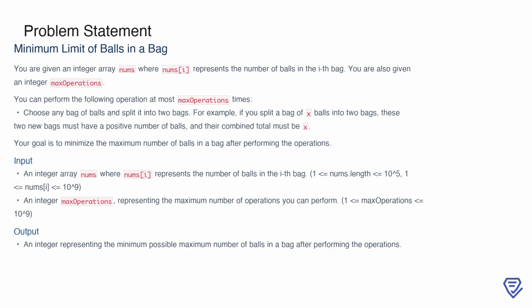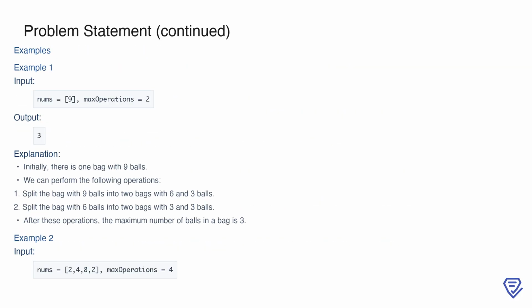The goal of the problem is to minimize the maximum number of balls in any bag after performing at most max operations. In terms of input, nums can have up to 100,000 elements, and each element as well as max operations can go as high as 1 billion. The output is a single integer that represents the smallest possible value of the largest bag after performing the allowed operations. Let's look at an example to understand this better.